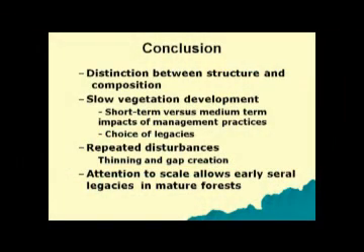I saw you getting up, so I'm jumping right to the conclusion on that. Just a brief summary. Again, as we discuss our management, to me it's really important to distinguish the structure and the process, the composition. It's also important to distinguish short-term versus longer-term impacts of our management. I guess we'll hear about that a little bit more with the songbirds, where different stages support different songbirds.